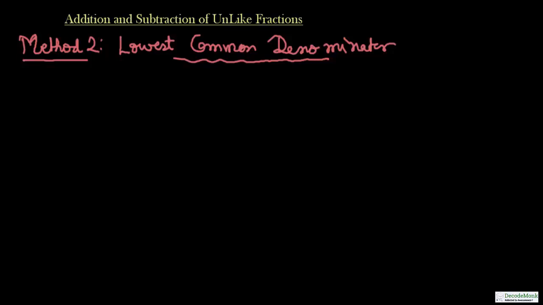So here we discuss addition and subtraction of unlike fractions using what we called method 2, finding the lowest common denominator, or as you grow up you will come to know this method is also called finding the LCM, the lowest common multiple. Anyway, let us try to do some sums, some examples. For example, you are asked to find the result of 5/6 plus 7/9.